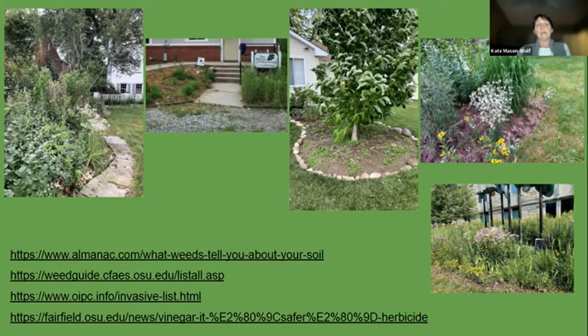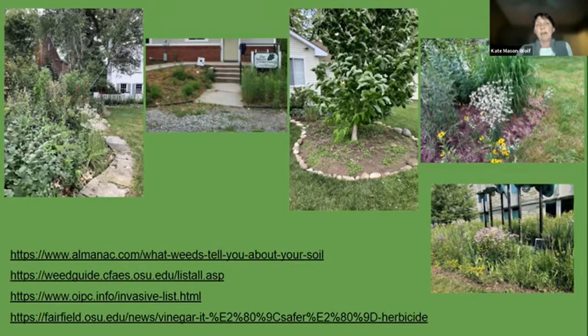Examples of biennials would be garlic mustard and mullein. They will produce a basal set of leaves their first year, and then they will send up a flower stalk the second year. And if you can learn to identify that basal set of leaves and get rid of those the first year, then you really don't have to worry so much about the flowering part of it.